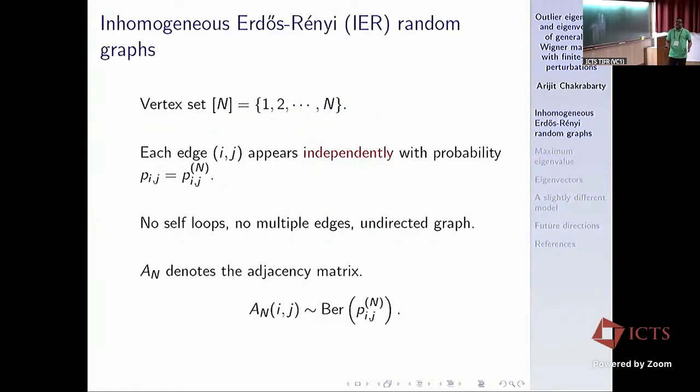So the first model is the inhomogeneous Erdős–Rényi random graph on a vertex set 1 to n. It's a simple graph, with no self-loops or multiple edges, and it's an undirected graph. An edge is placed between i and j, where i and j are distinct, with a certain probability p_ij^n. If you look at the adjacency matrix of the graph, it's a symmetric matrix with 0 on the diagonal, whose ijth entry is simply Bernoulli with this parameter p_ij.